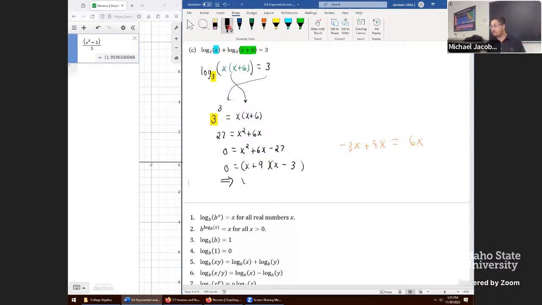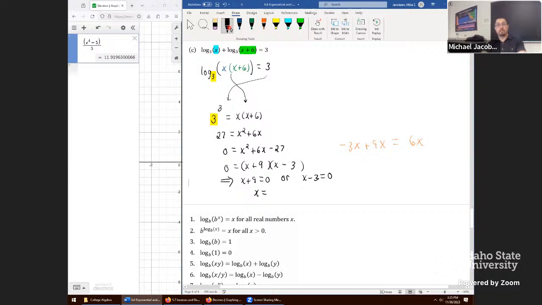Then this next implies x plus 9 is 0, or x minus 3 is 0. That's the only reason we want to factor it, to split into two equations. And both are pretty much just immediately solved. x is negative 9 here, positive 3 here. But once we get here, there's some problems. Question over here or comment?